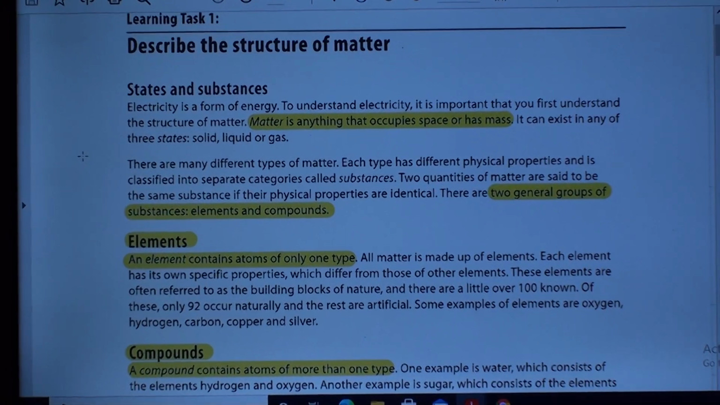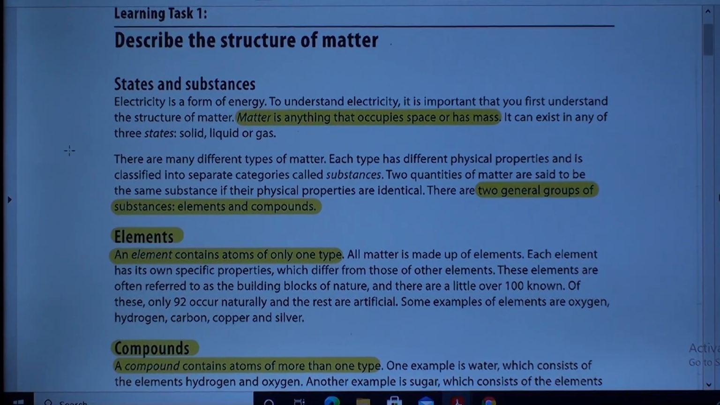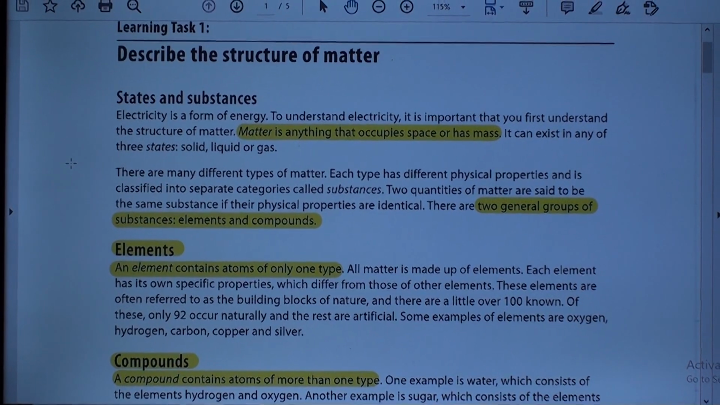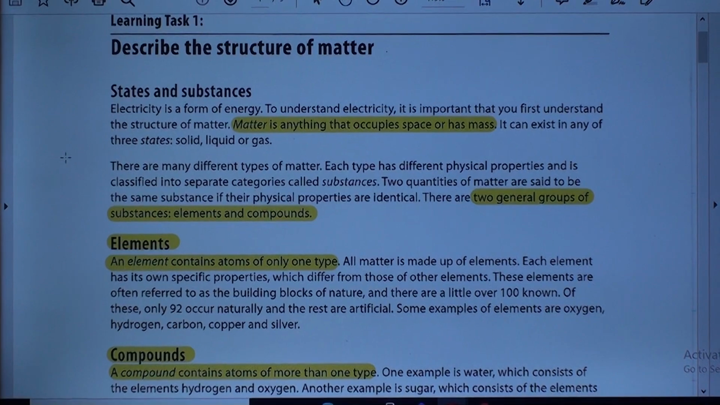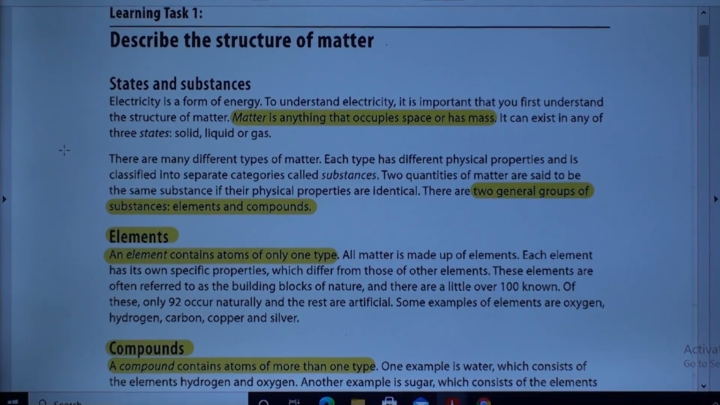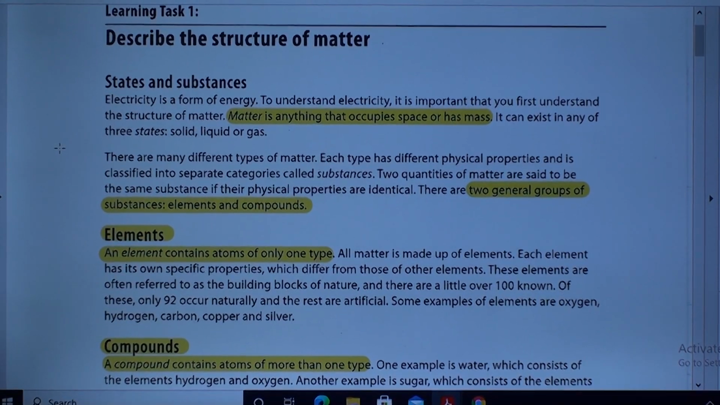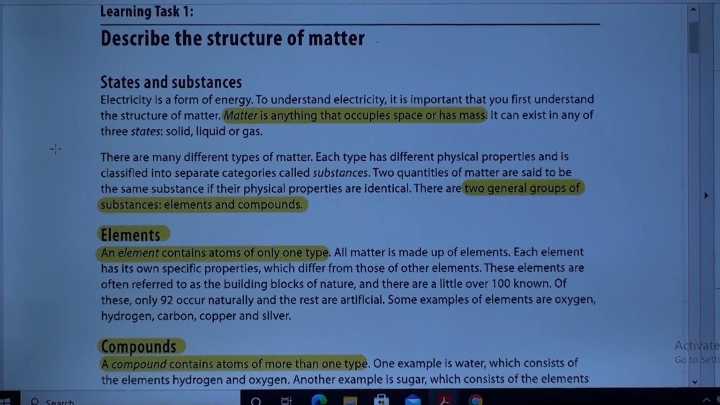Okay, today we're going to learn the very basics of electricity, and what we'll find is that electricity is based on electrons that really are part of the structure of matter. So one of the things is that matter is anything that occupies space or has mass.